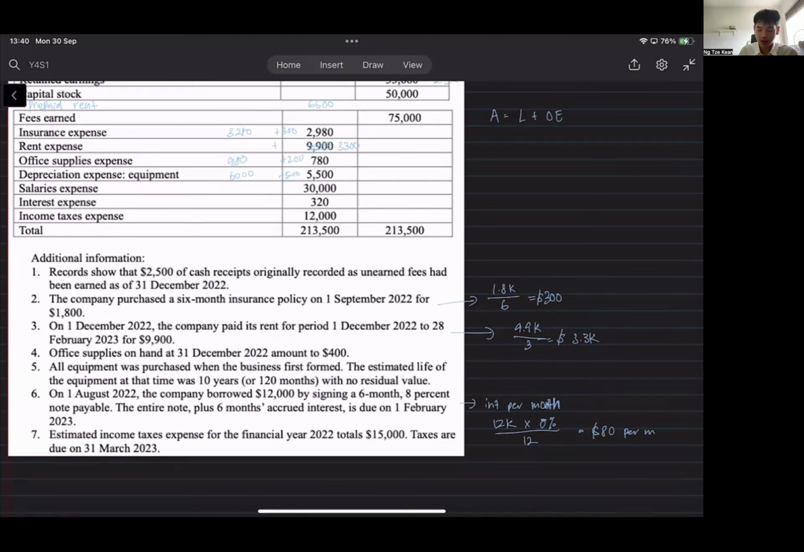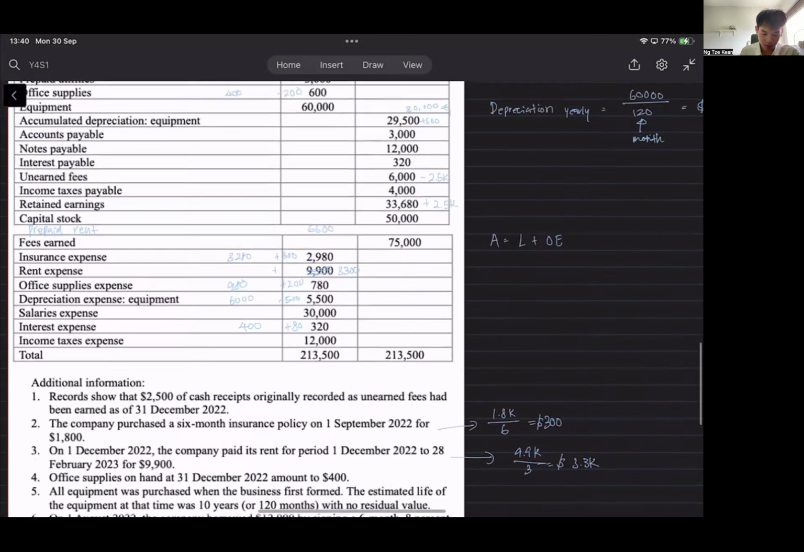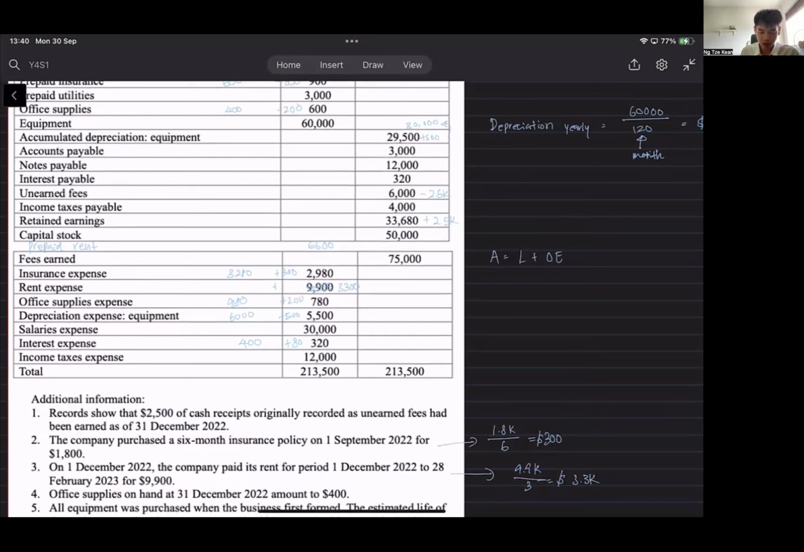And indeed, if this is 80 per month, then we would have to expense off this interest expense, right? So we increase this by 80, which will give us 400 in value, right? And we also need to increase the interest payable that we have to pay, right? Because again, assets equal liabilities plus owner's equity, you have to make a corresponding entry on the other side to the credit. So the interest payable would also increase by 80, right? And that will give you your 400.